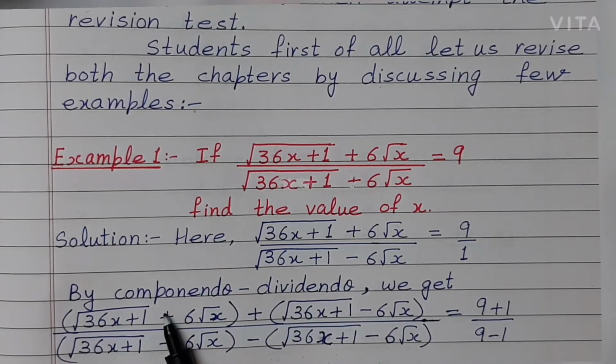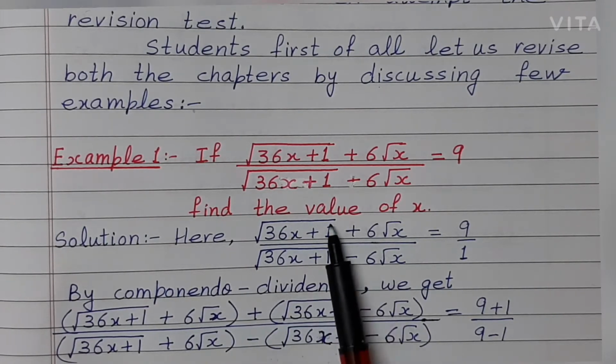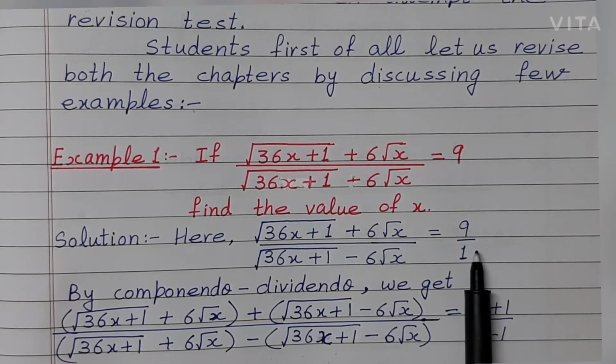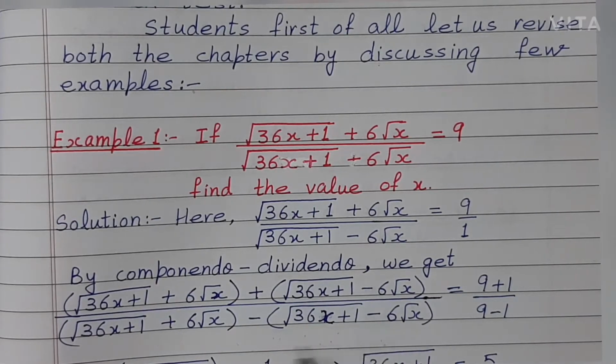Now, we will apply componendo and dividendo. Now, students, remember here, whenever we apply componendo, dividendo, we always apply on both sides, right? So, how to apply this? That is numerator plus denominator upon numerator minus denominator. Clear? And same thing we apply on the other side, that is 9 plus 1 upon 9 minus 1. Clear?